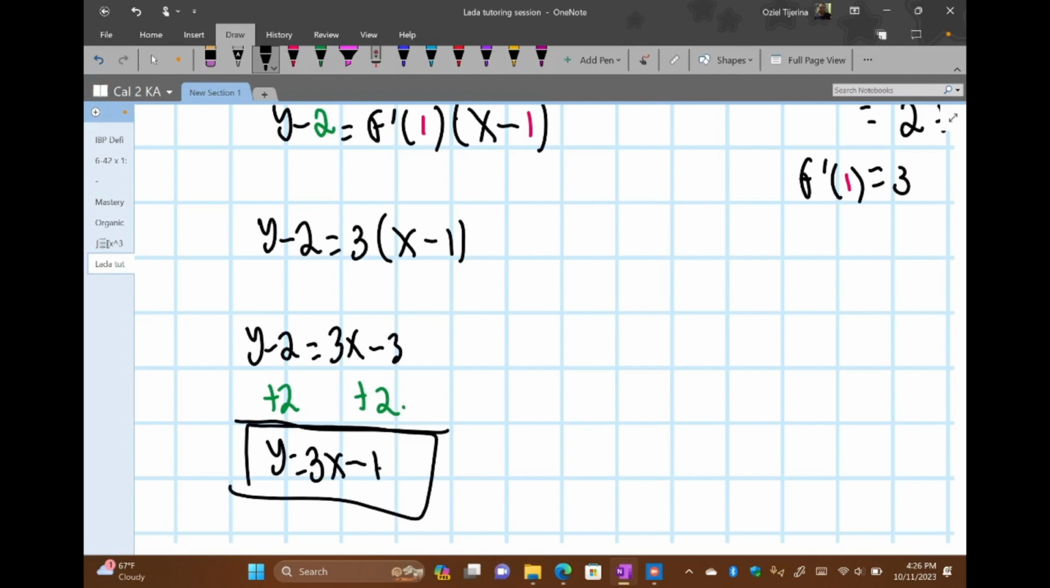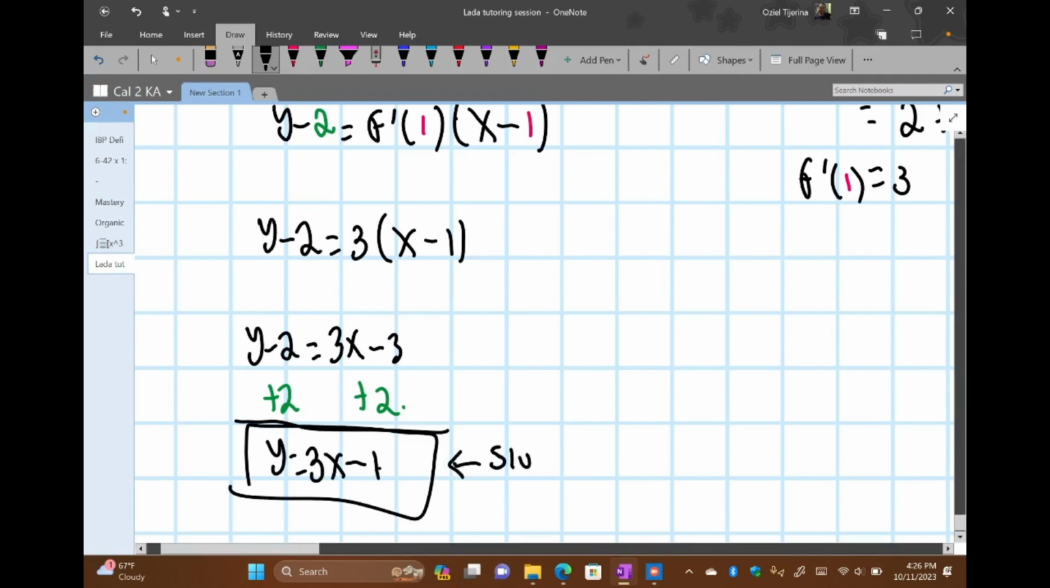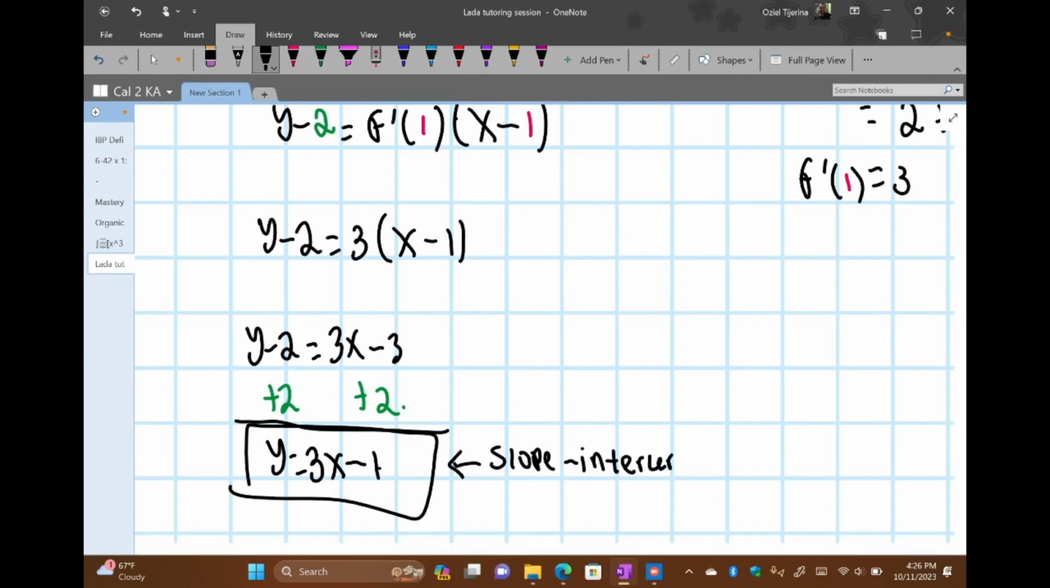Now this is the equation in slope-intercept form, if they want it in slope-intercept form, right? And then this is the equation in point-slope form.